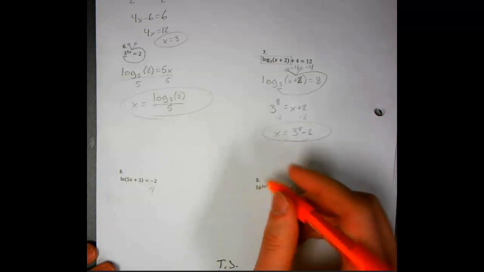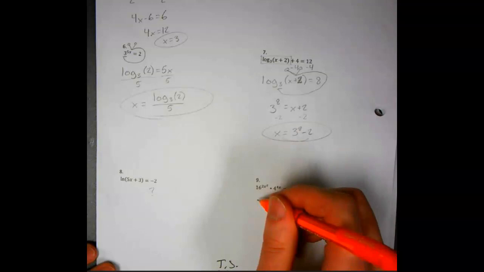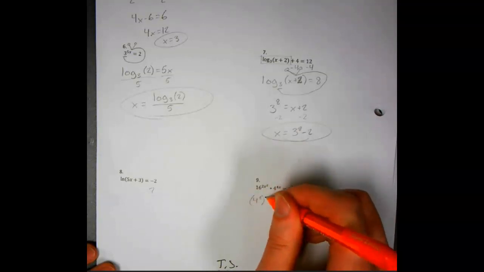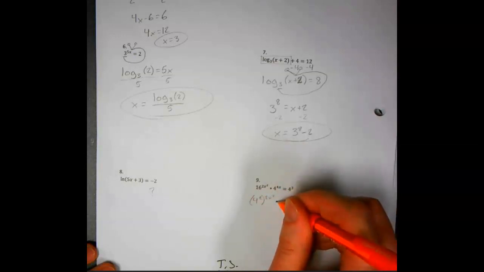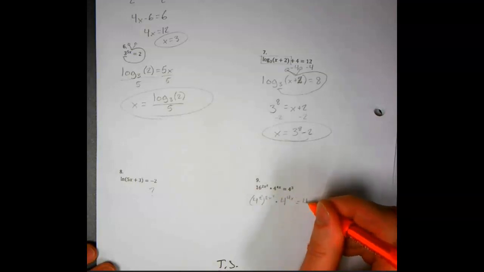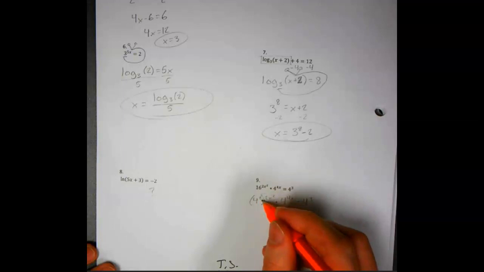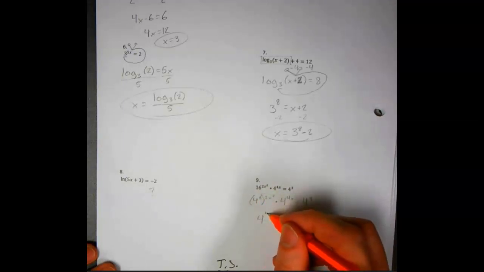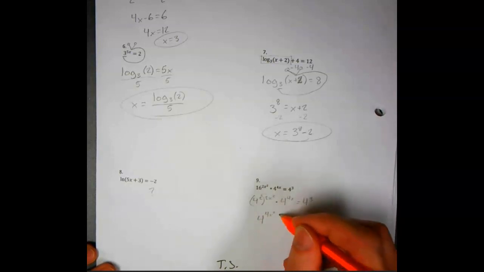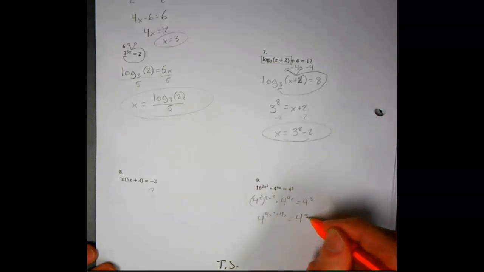And for number 9, first we need to get everything to the same base, so we can use that base of 4. So 16 is 4 squared. We'll keep the 2x squared. The 4 to the 4x is already good. Same with the 4 to the third. We are going to distribute that and then add our exponents. So we'll have 4 to the 4x squared plus 4x equals 4 to the third.